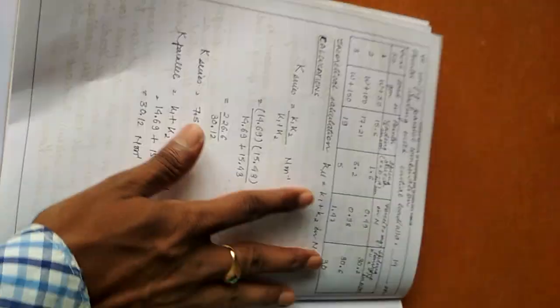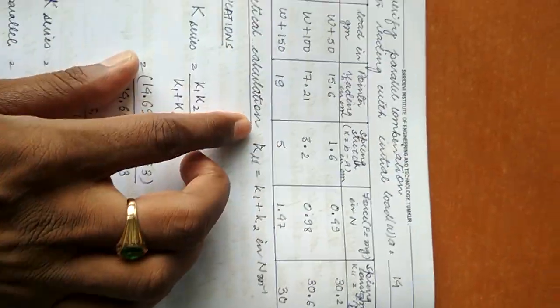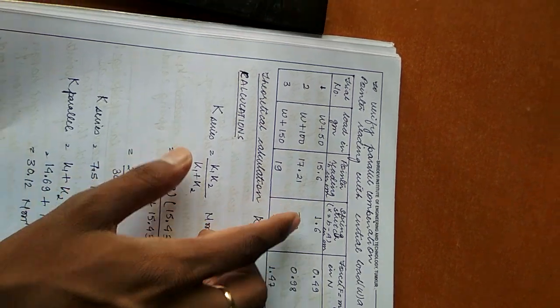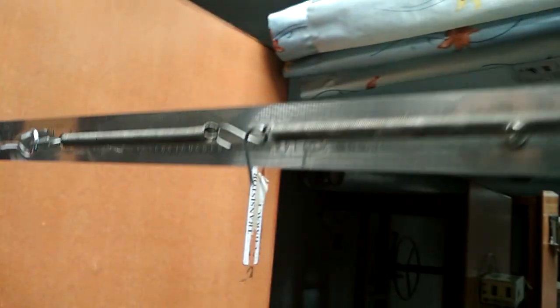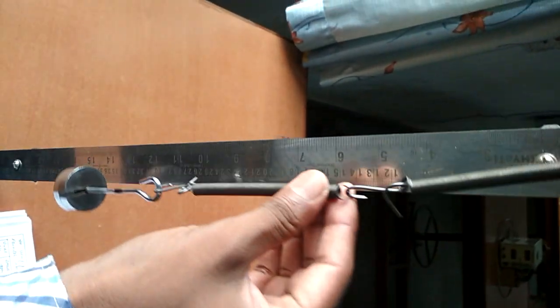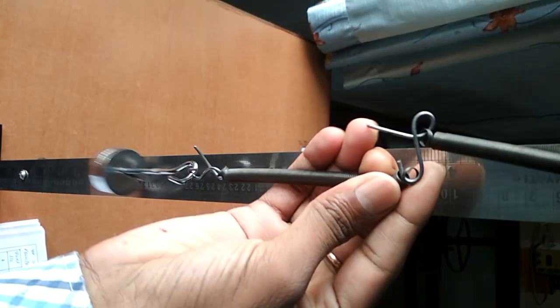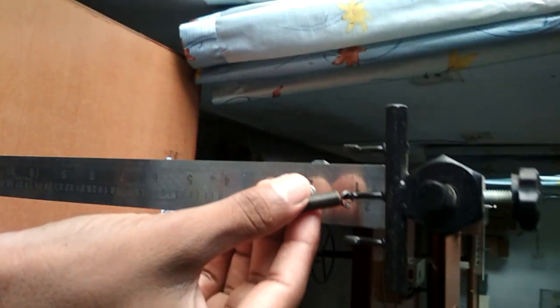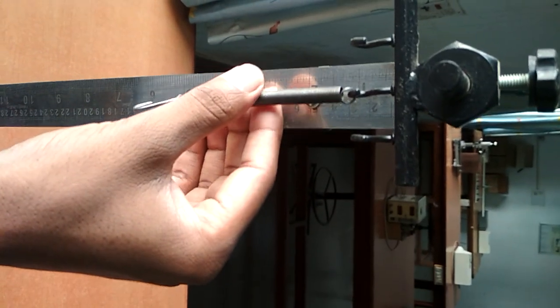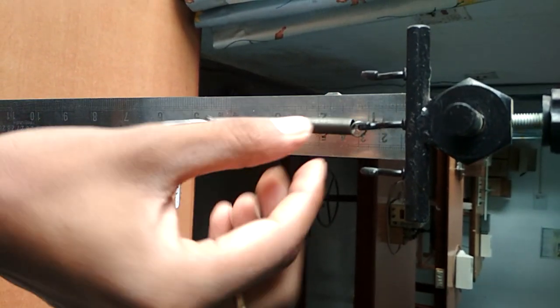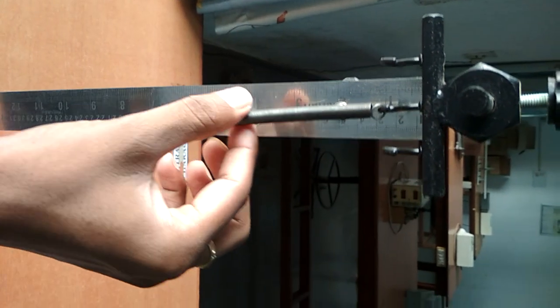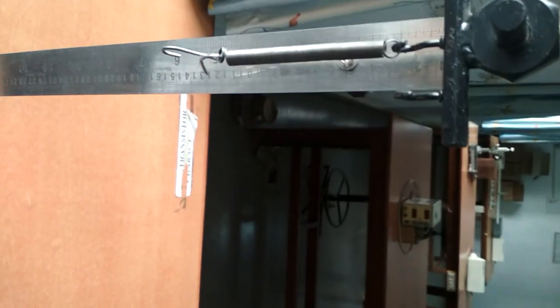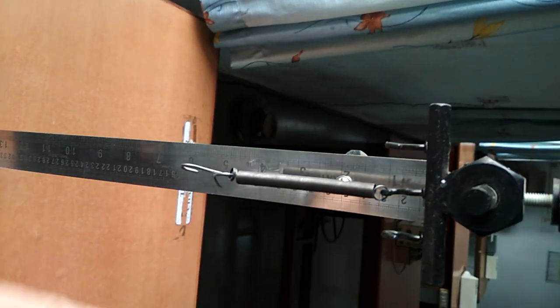Similarly, the parallel combination. How to conduct the parallel combination? That is also very simple. You can see how we are connecting the connection. Here you can see these are the two springs. When we are doing series, or doing individually, we are using the center hook. Okay, this is spring 1. When we are using spring 2, we do the same.